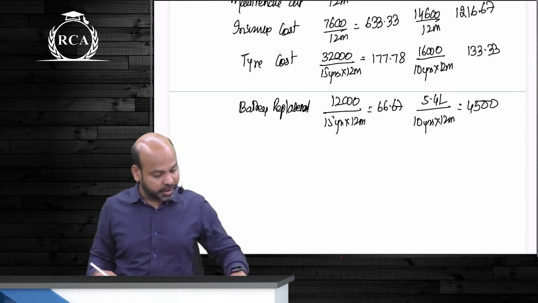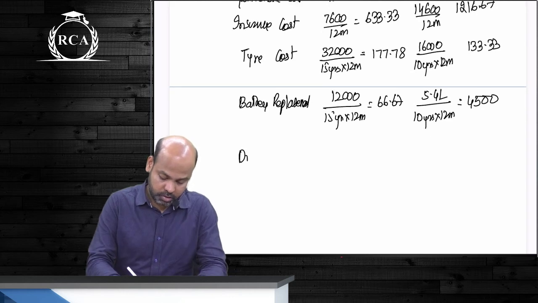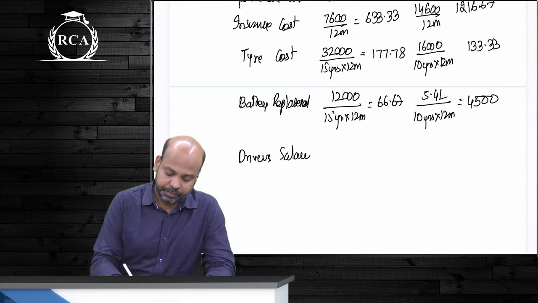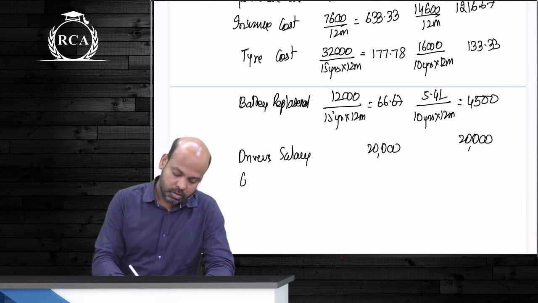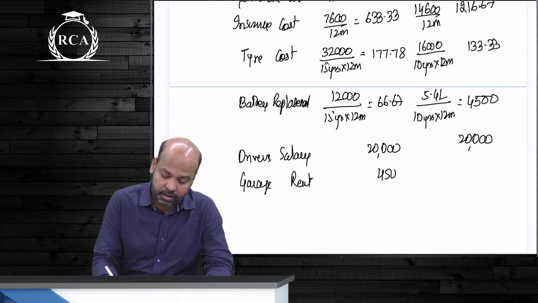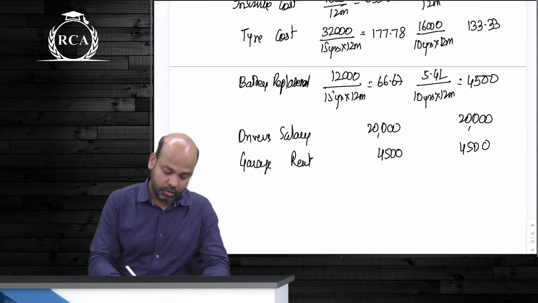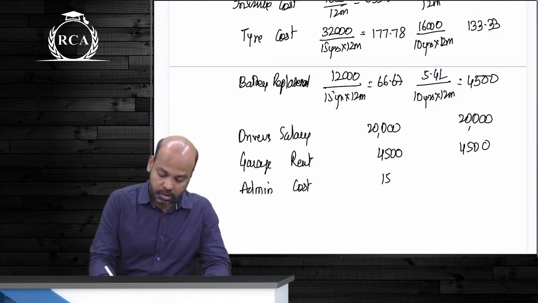Can you tell me the other expenses, guys? How much is driver's salary? Driver's salary beta is 20,000 per month. Next beta, garage rent. Garage rent is 4,500. Next beta, और क्या है? Admin expenses, कितना है वो? 1,500. All put together.